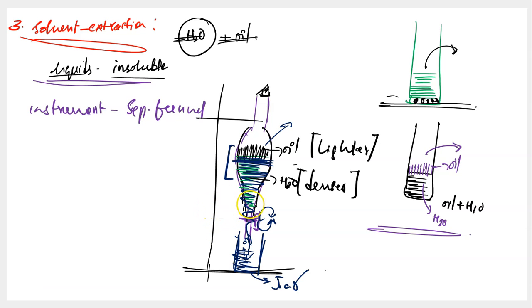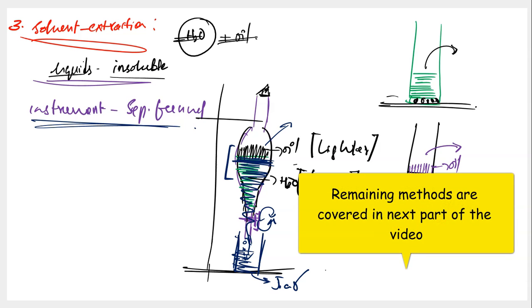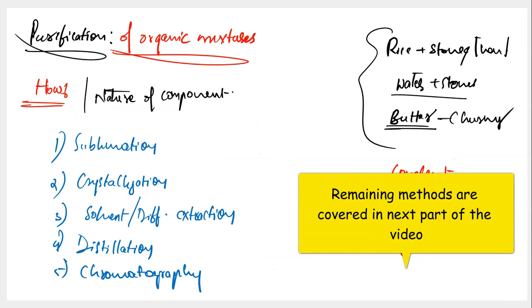Layers automatically will get separated. You don't need to do anything to have them separated. Just keep them undisturbed, keep them standby, and they will get separated on their own. In order to extract them, you're using this instrument called separation funnel. This is one of the very effective instruments used to separate two liquids which are immiscible into each other, or two liquids which are insoluble into each other. So these are the three techniques which are commonly used in organic chemistry.